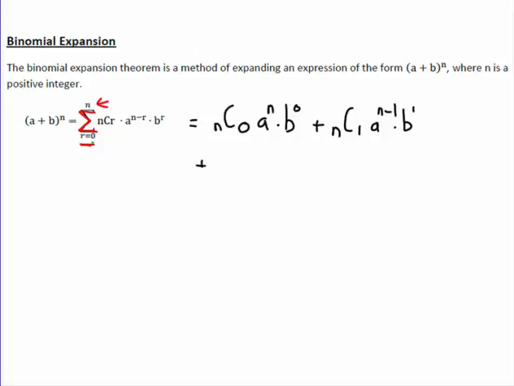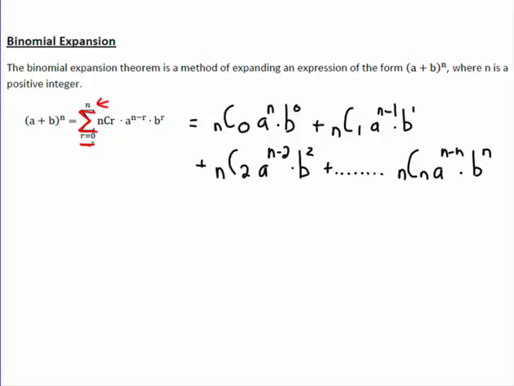Plus, and I'm going to do it below here, the next one would be nC2, a to the n minus 2 times b squared. And notice the r just keeps going up. And we would just keep that pattern going until we got to the point where n was equal to r. We eventually work our way up to the nCn. That would mean we'd have a to the n minus n, which of course is 0, times b to the n. So it's just this formula.